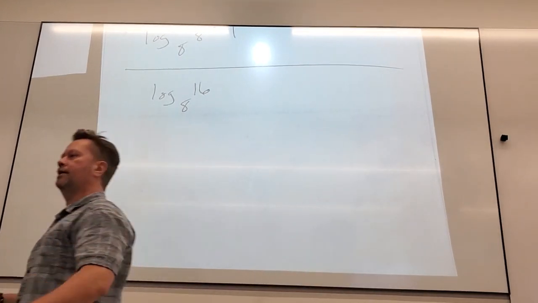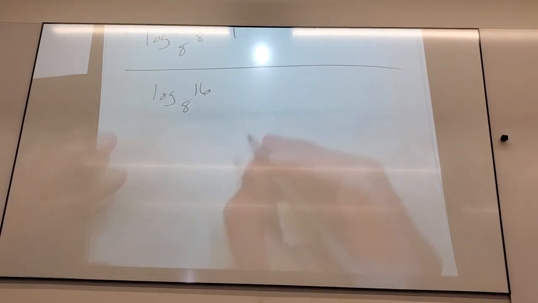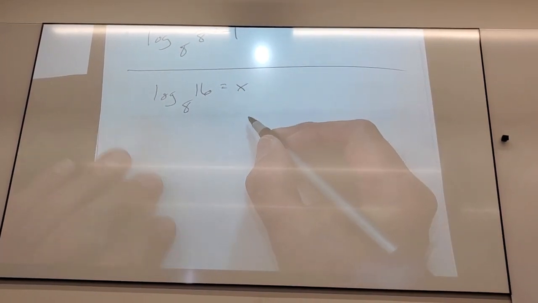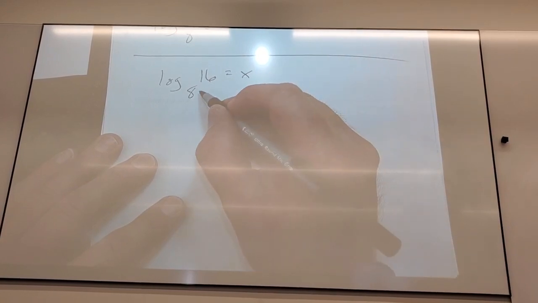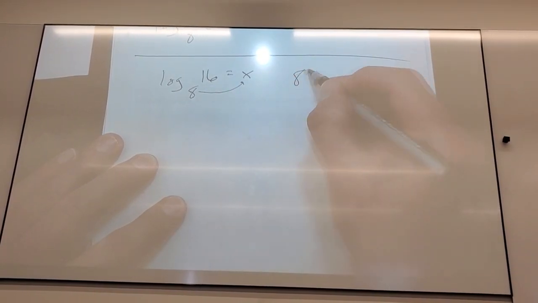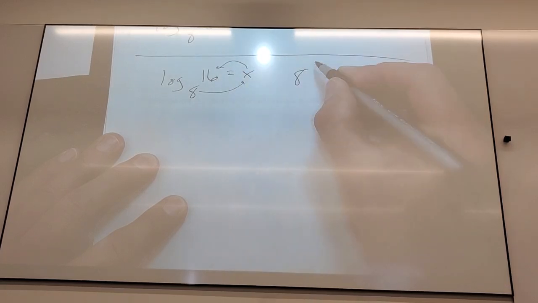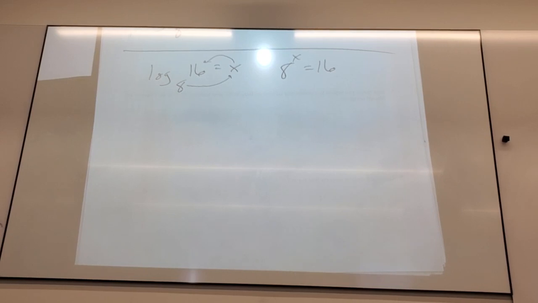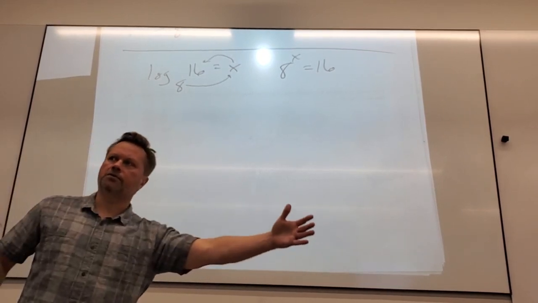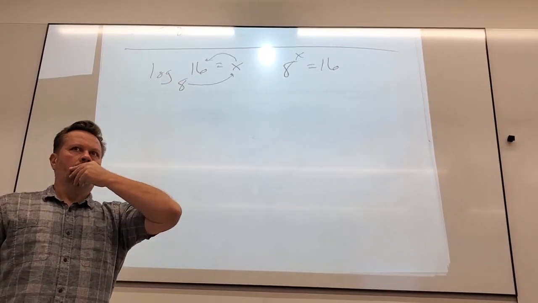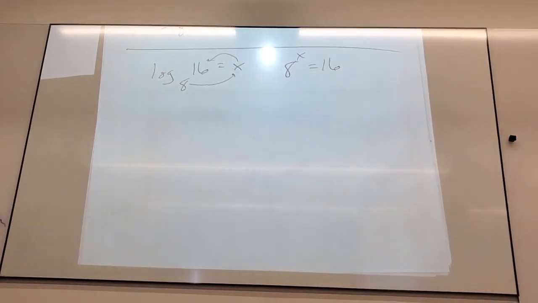No. So what do I do in algebra when I don't know something? I call it x. What does this really say then? 8 to the x equals 16. Is that cool? Let me stop for a minute. I can always rewrite a logarithm as an exponential because they're related to each other. So how does this help me, Jeff?